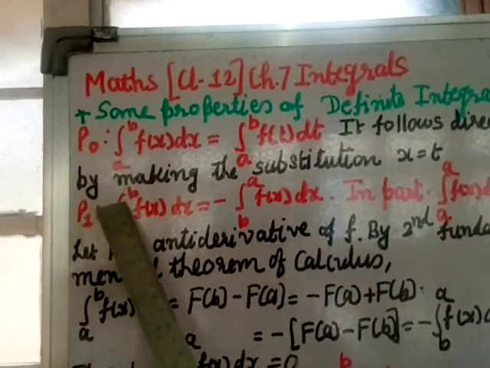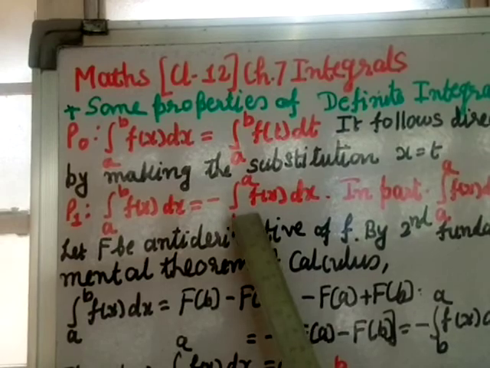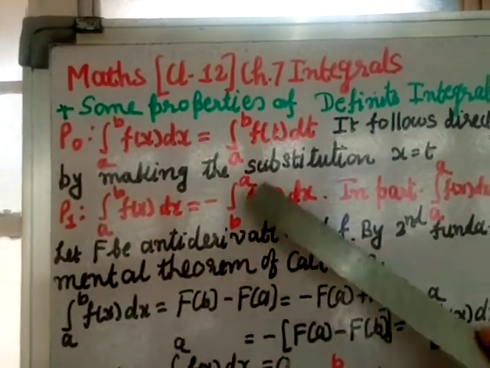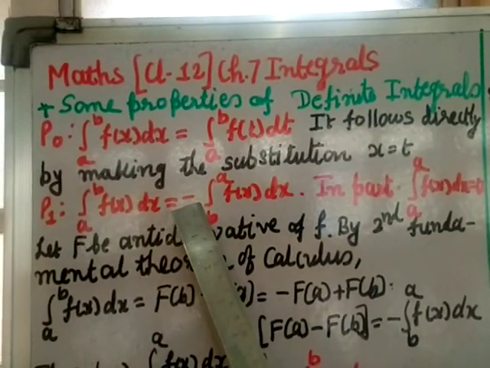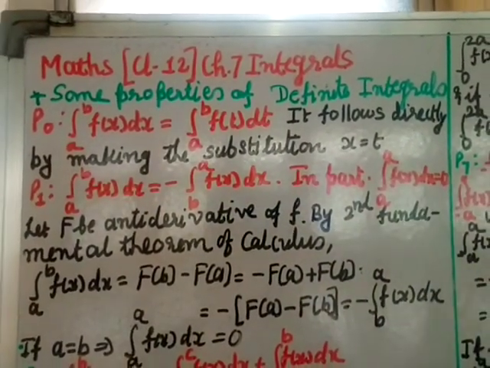Property P1: integral a to b f(x) dx is equal to minus integral b to a f(x) dx. Here, if you interchange the limit a to b and make it b to a, the integral becomes negative. The particular case: integral a to a f(x) dx equal to 0.